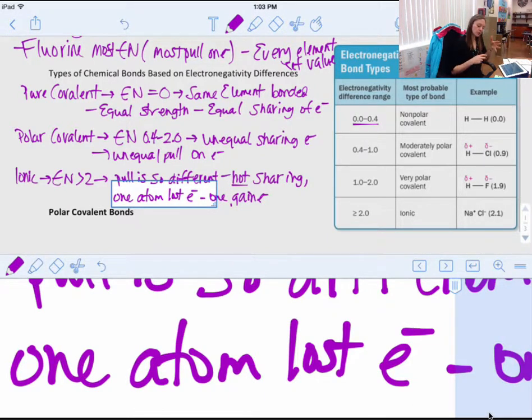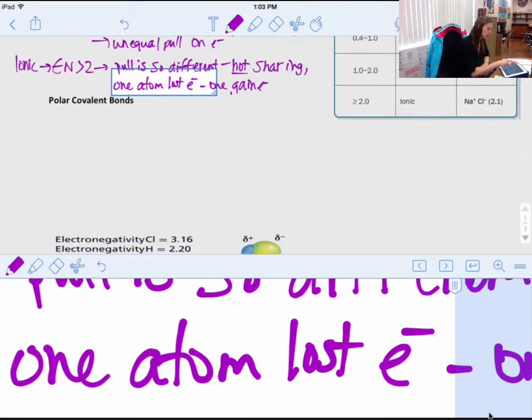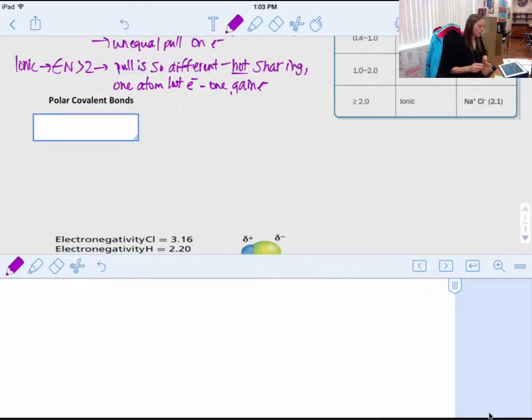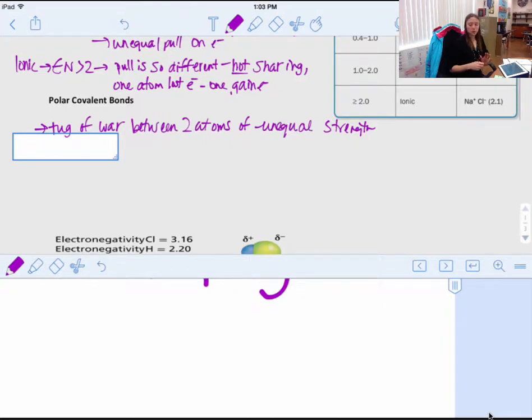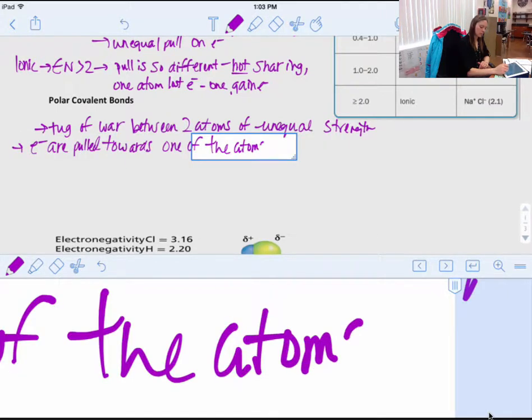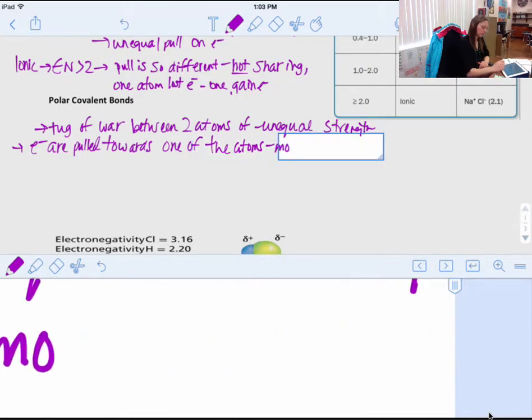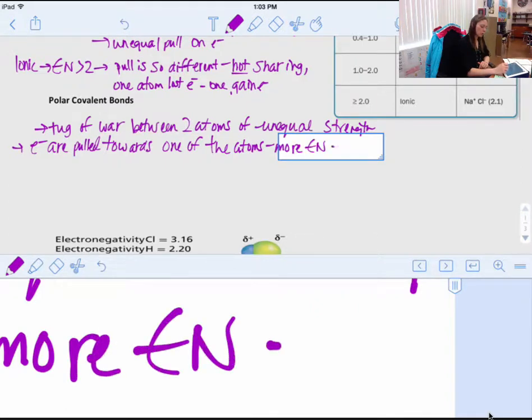Okay, we're going to look most at the polar covalents because those are the most interesting and those are the newest ones. Okay, a polar covalent bond again is a tug of war between two atoms of unequal strength. And what that means is that your electrons are going to be pulled more towards one of your atoms, and that's going to be the more electronegative one. Which then means that the electrons are going to spend more time around that atom.